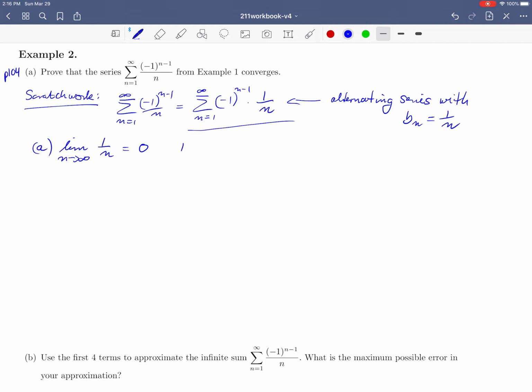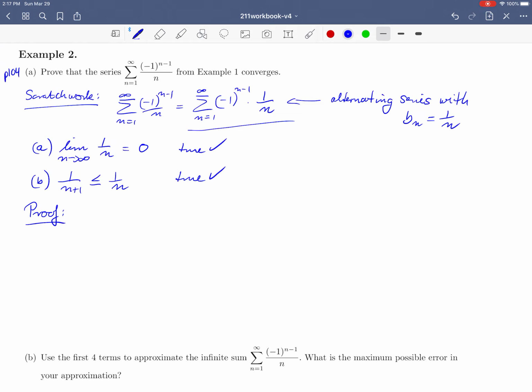So the limit as n goes to infinity of 1 over n has to be 0, and that's true. As n goes to infinity, 1 over n goes to 0, so this is true. And then the second condition was to compare successive terms. So comparing 1 over n plus 1 with 1 over n. And it's true, 1 over n plus 1 is always a little bit smaller than 1 over n, no matter what value n takes on, as long as n is positive. And in our case, of course, n is positive because it goes from 1 to infinity. So this is also true.